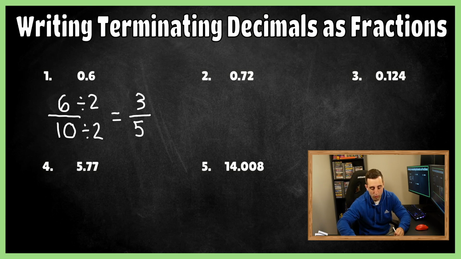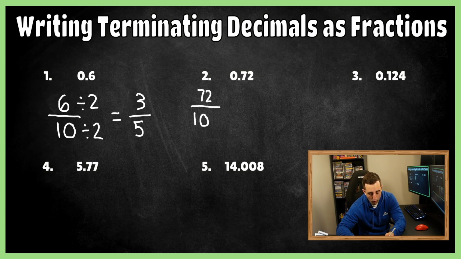Now let's take a look at number 2. This time around we have two numbers behind the decimal point. So it's not going to end at the tenths place anymore, but the second number behind the decimal point is known as the hundredths place. We're going to follow the same exact suit we did for the first one. We see the number 72 behind the decimal point, so that's going to be our numerator. And since it ends in the hundredths place, we don't want to put 10 on the bottom anymore, but instead we do want to put 100.